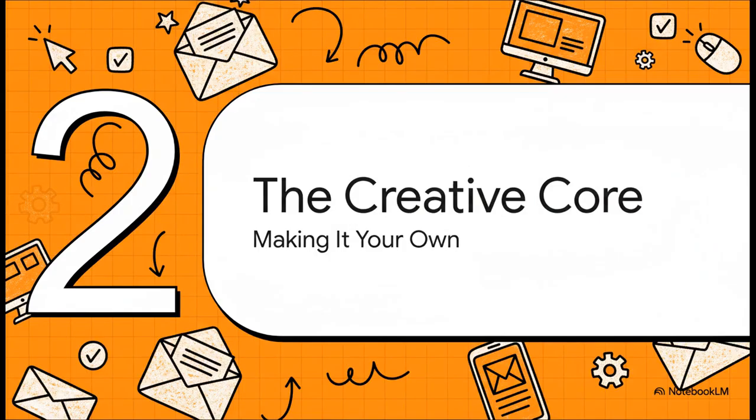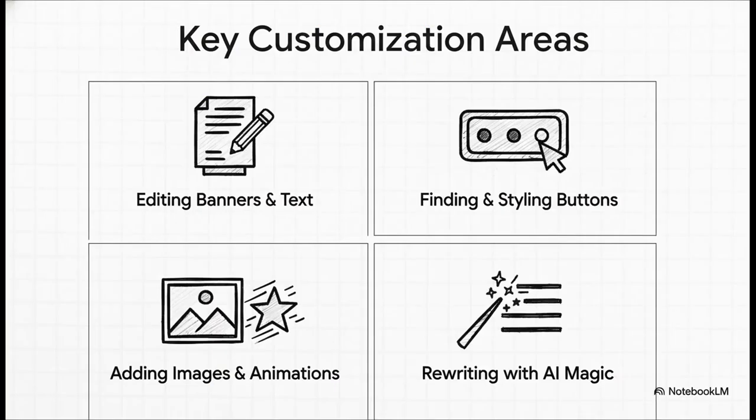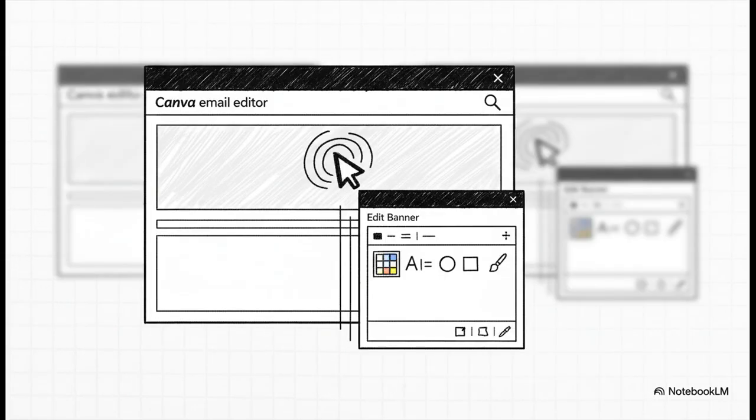All right, once you've picked out a template you like, now comes the really fun part, making it yours. Let's break down the key tools you're going to be using to really customize your design. We're going to focus on 4 main things here: tweaking that main banner and all the text, finding and styling your call to action buttons, dropping in your own images and even animations, and then a really cool AI feature they call Magic Write.